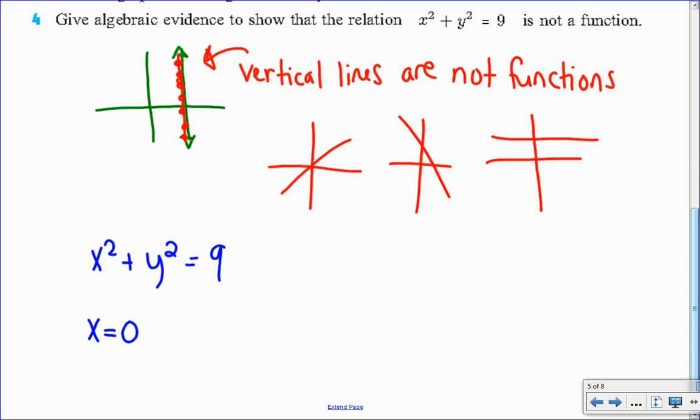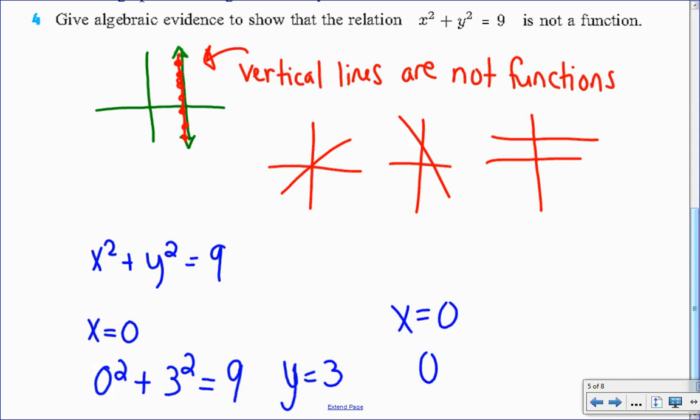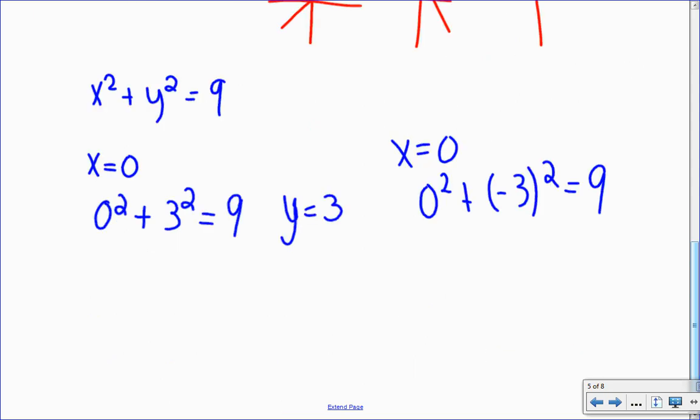And when x equals 0, we could say 0 squared plus 3 squared equals 9, which means that y equals 3 when x equals 0. Still using x equals 0, we could also say 0 squared plus negative 3 squared equals 9, which is also true, which means that y equals negative 3.